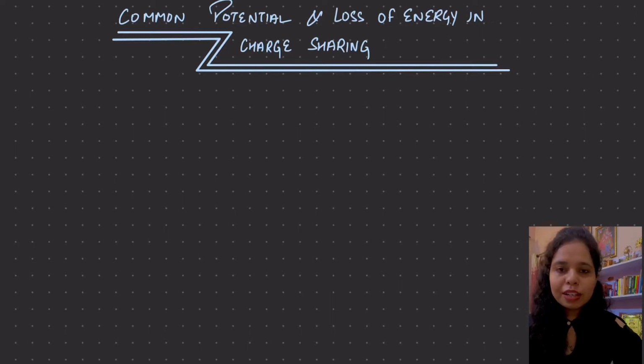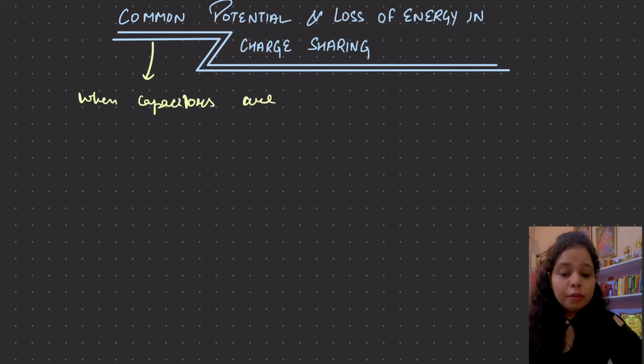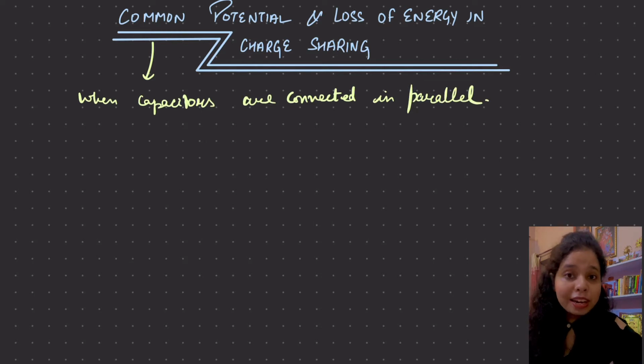This is Unit 1 Electrostatics, and today we are going to determine the value of common potential and calculate the loss in energy during charge sharing. When I talk about common potential, it means that we have capacitors which are connected in parallel, because in series combination we cannot reach the same potential. So therefore, only when capacitors are connected in parallel can we reach the common potential.